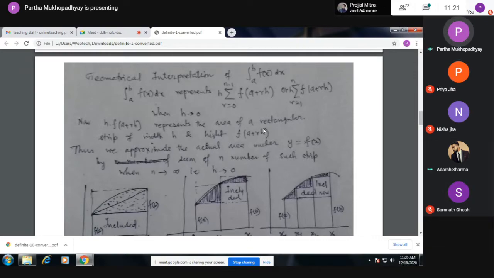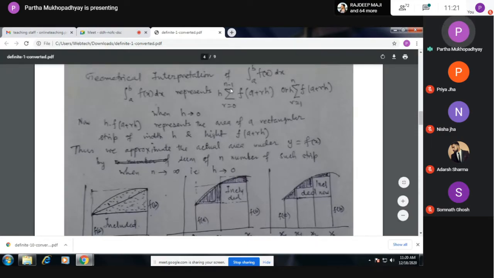No confusion. So any one of these two things, don't mix this. If you mix this thing, that will be error. 0 to n is an error. Or 1 to n minus 1 is wrong. Either 0 to n minus 1 or 1 to n, h into summation of this. This is nothing but the sum of all rectangular areas.